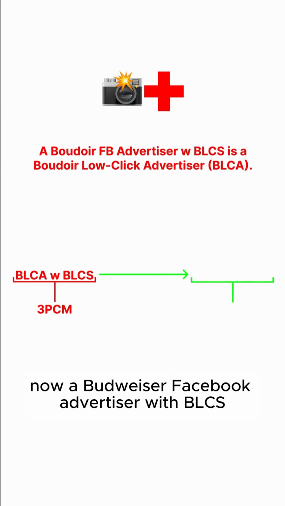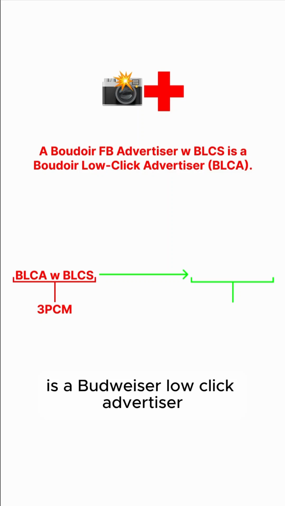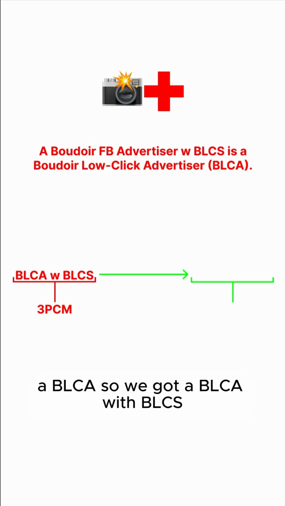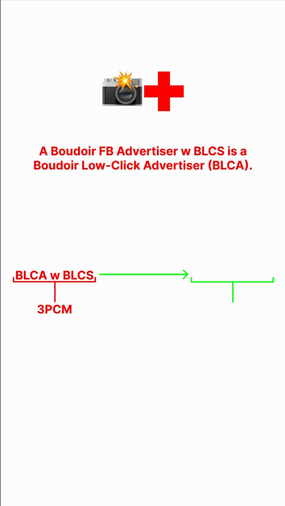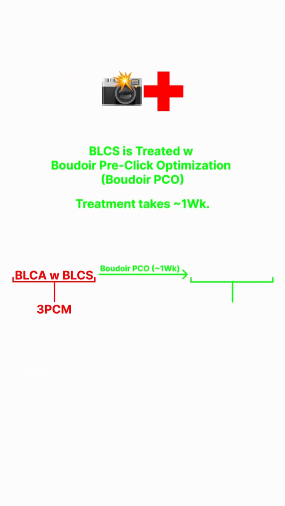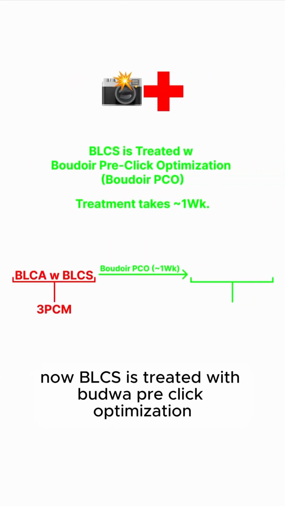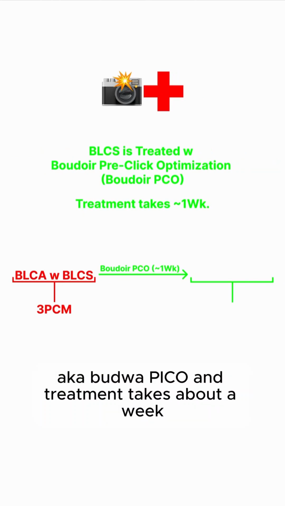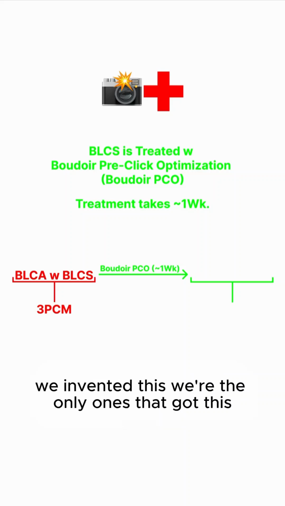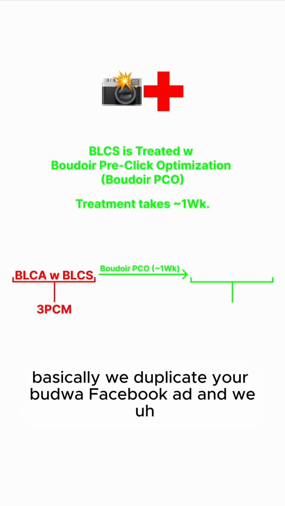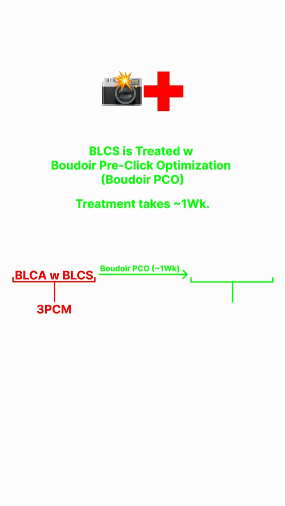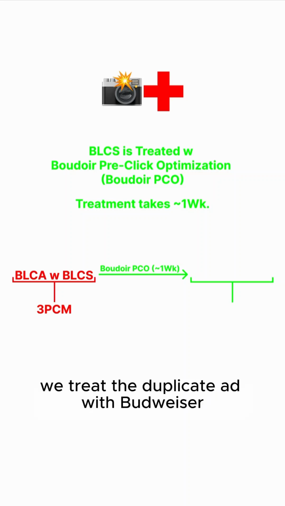Now, a Boudoir Facebook advertiser with BLCS is a Boudoir low-click advertiser, a BLCA. So we got a BLCA with BLCS. It's caused by the 3 pre-click mistakes. Building our universe over here. Now, BLCS is treated with Boudoir pre-click optimization, aka Boudoir Pico, and treatment takes about a week. We invented this. We're the only ones that got this. Basically, we duplicate your Boudoir Facebook ad, and we treat the duplicated ad with Boudoir Pico.